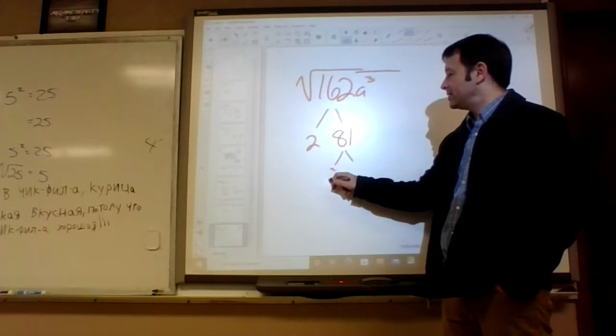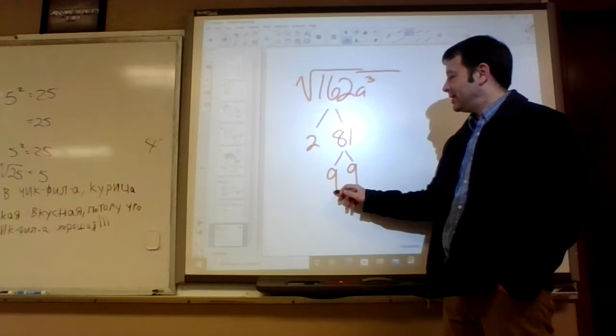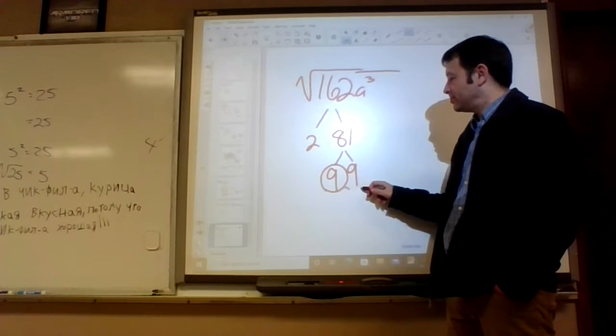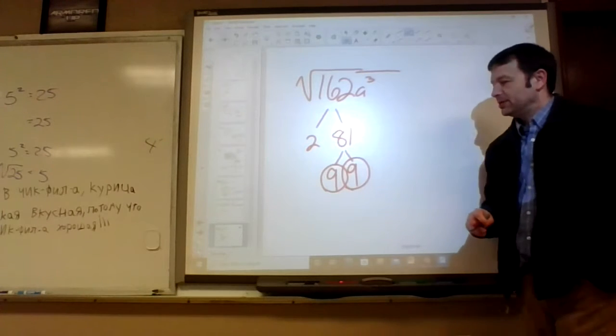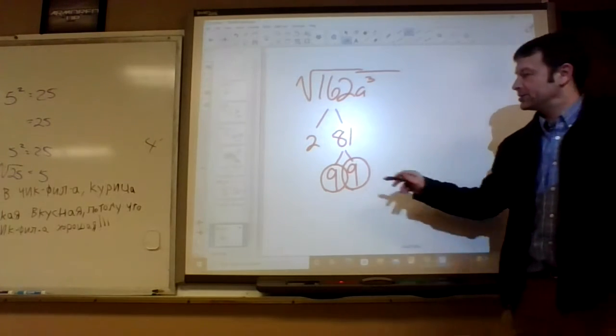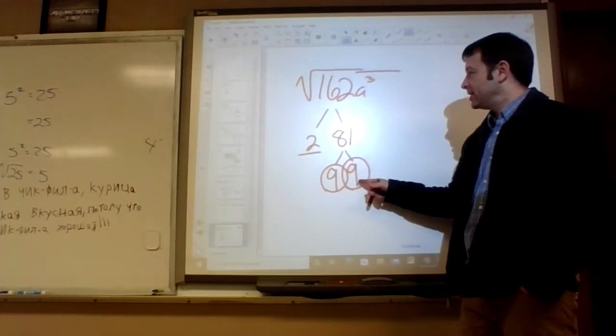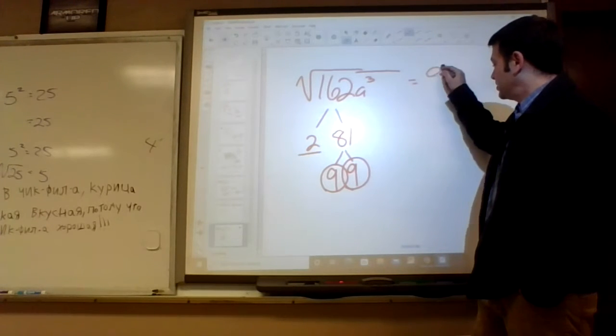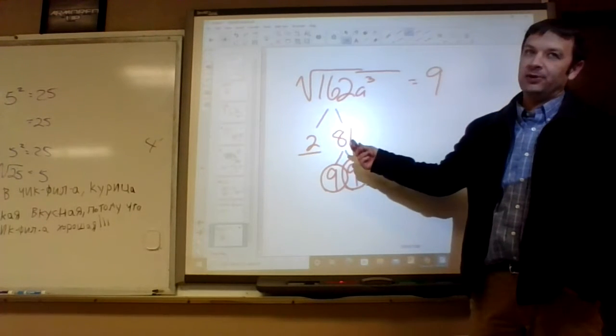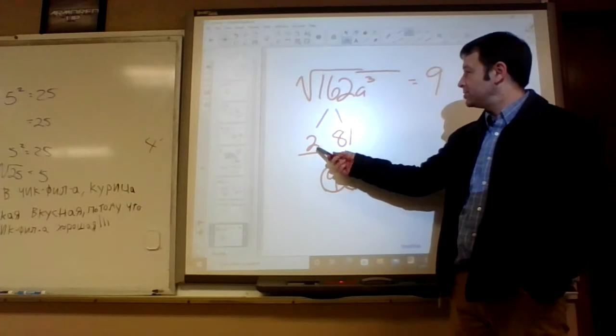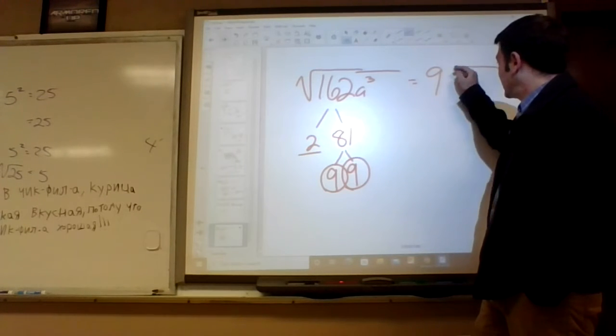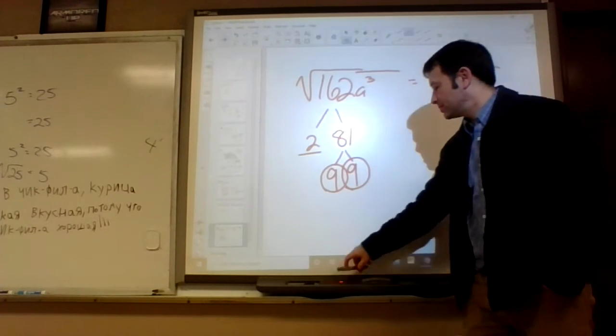And 81 is 9 times 9. We could break down the 9s again, but really since they're doubles, you can kind of stop right there. So we have a double 9, so that's going to turn into a normal 9, because basically the square root of 81 is normal 9. And then the 2 is left over, and that's going to stay in the square root.